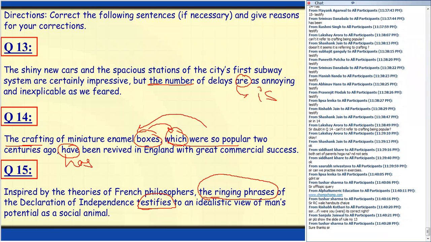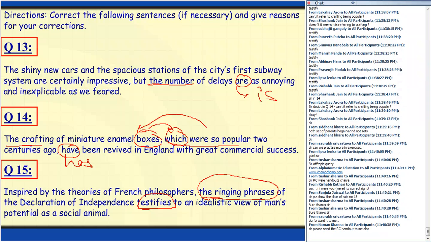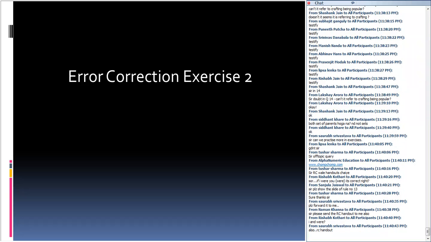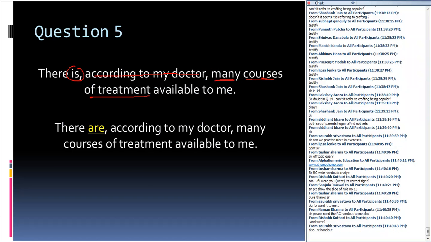Okay. Rishabh, you are saying if I were you, it's correct. Yes, it is correct. It is correct, Rishabh. I will explain that in verbs. Okay. Slide number 13. Let me show you rule number 13, one minute. Wait, somebody wants to see rule number 13.